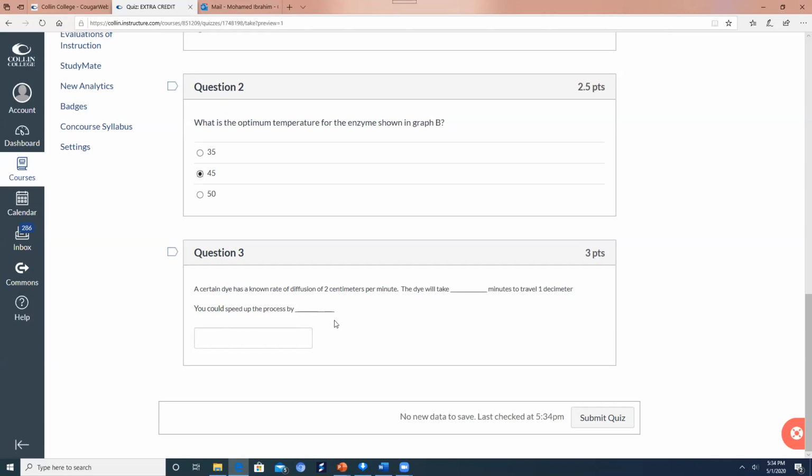And how can we make this process speed up? Remember the factors affecting diffusion. One of them, temperature. Increasing the temperature a little bit will increase the diffusion rate. So you just write 5 in this, and increasing temperature.